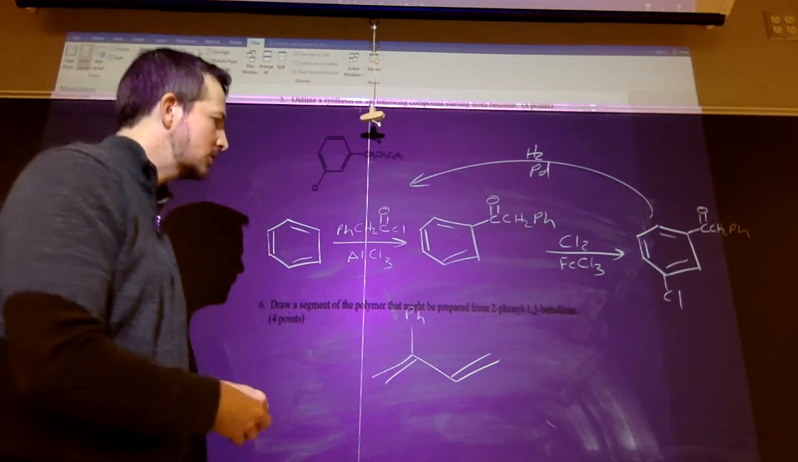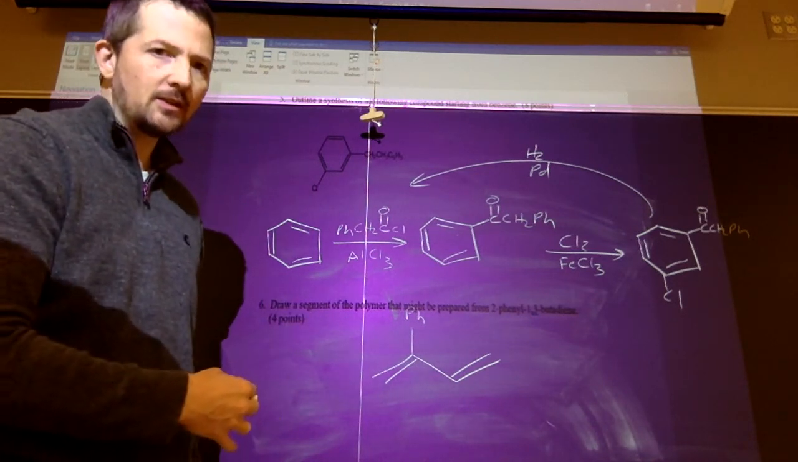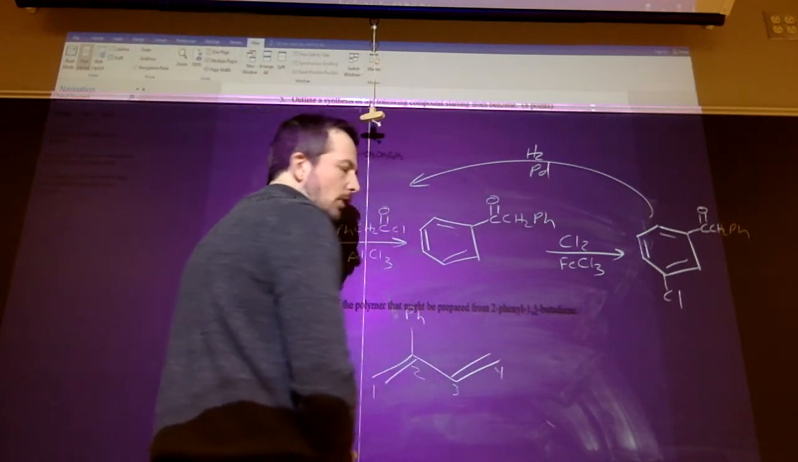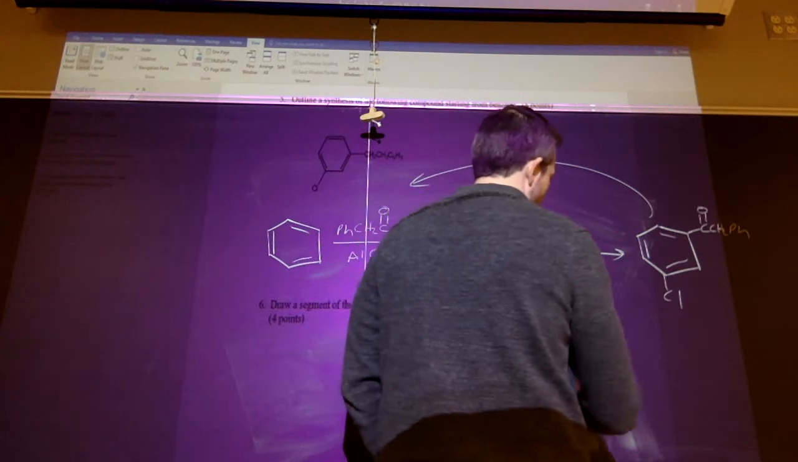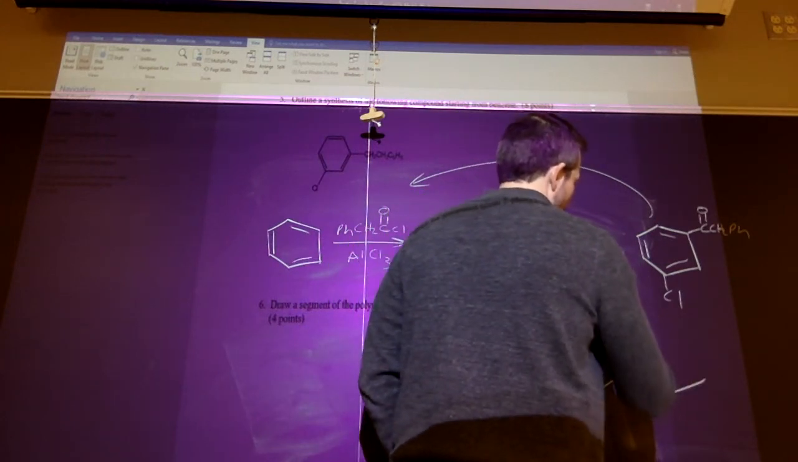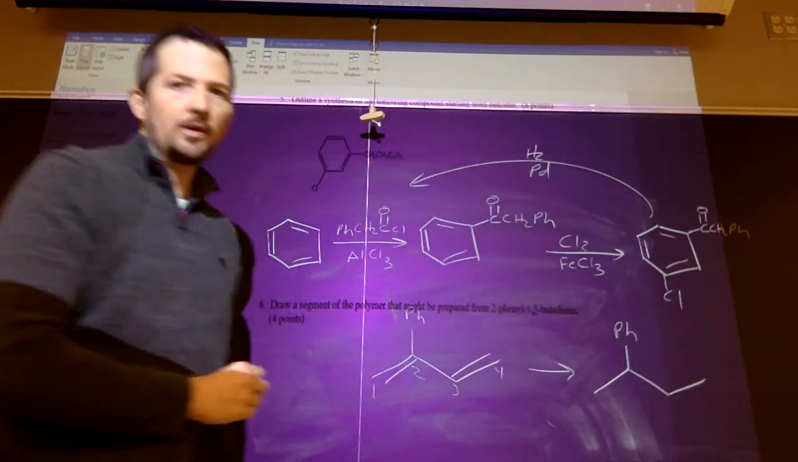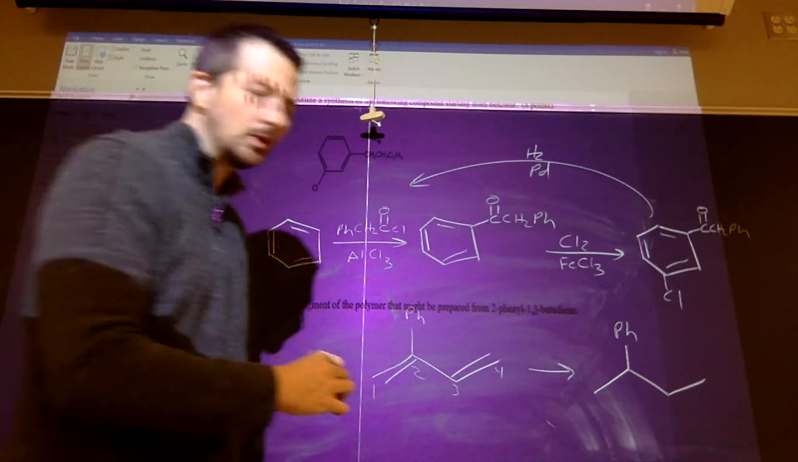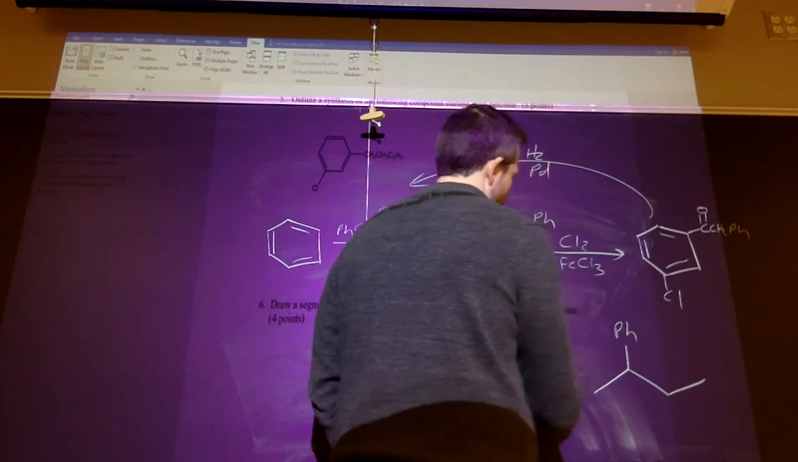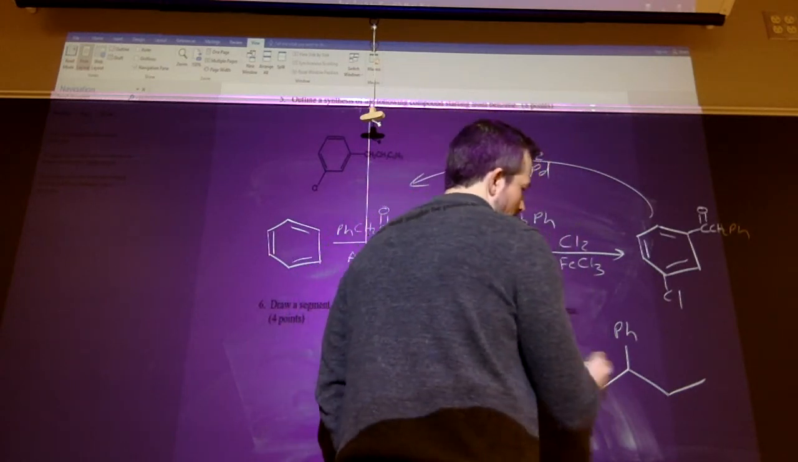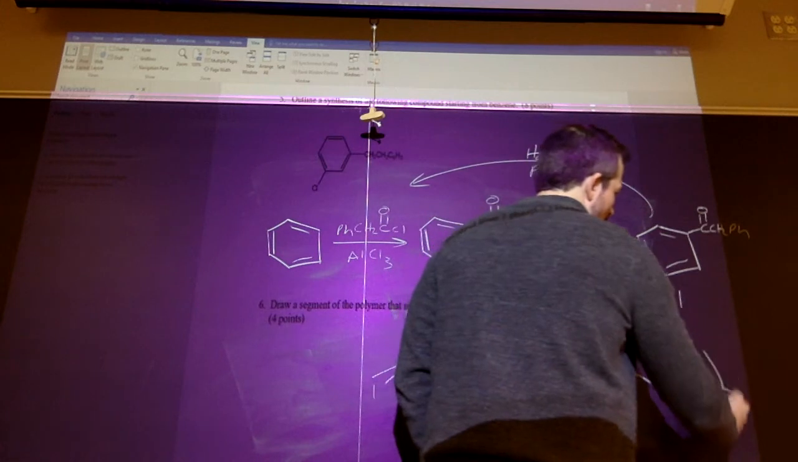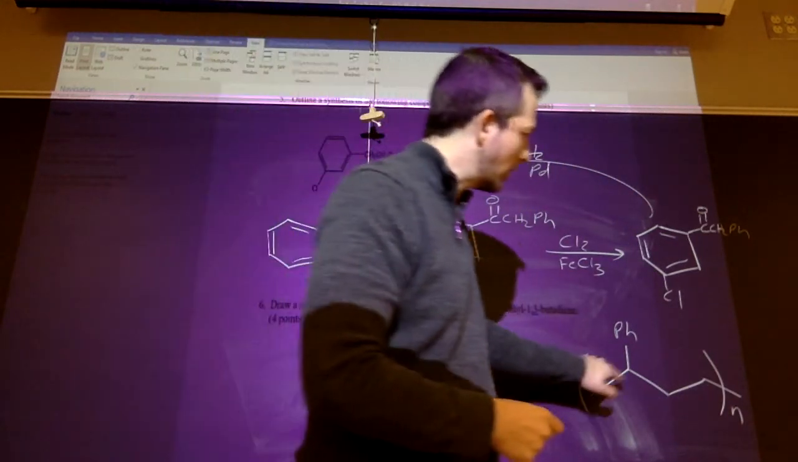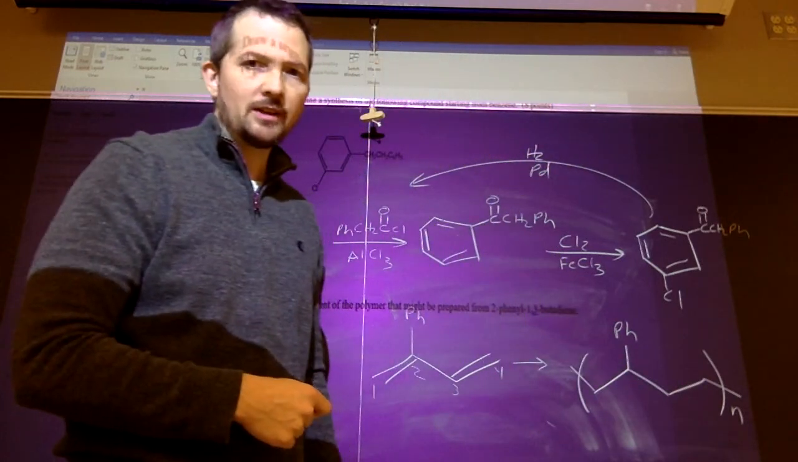Now, I want to show a 1,4 addition mechanism for the polymer. So I'm going to draw the same thing without the double bonds there. So I'm going to extend away from the 1 and 4 positions. Put those atoms in brackets, so I still have 4 carbons in my chain there.